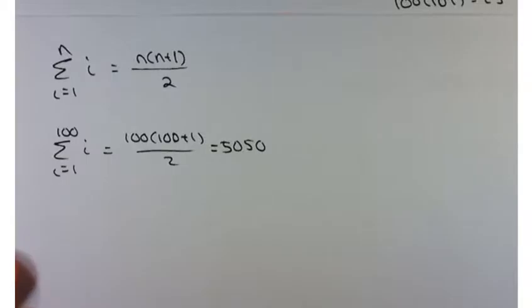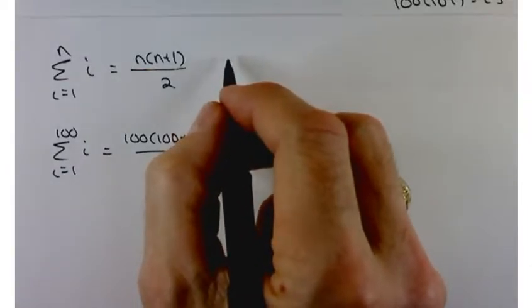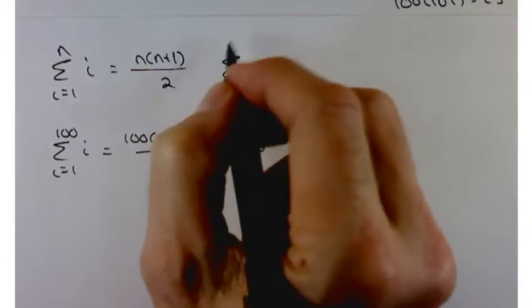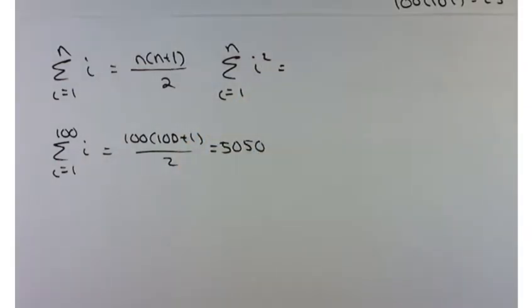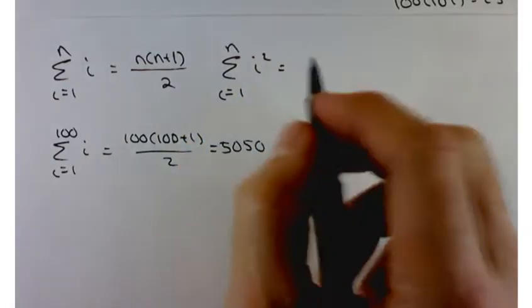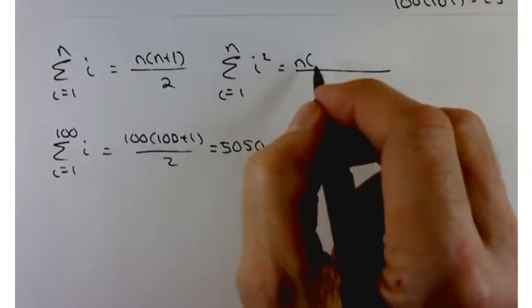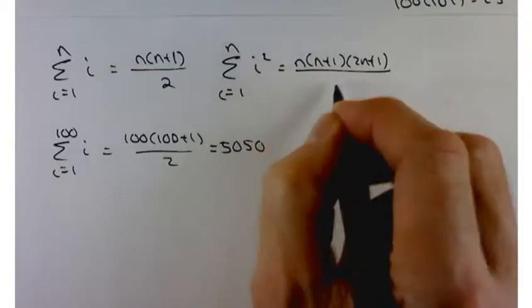There's two more formulas that I would ask that you know. One of them you can almost get for free, but the second is going to be a little bit more of a pain. What if you added up the first n squared numbers? The formula for that's a little bit more involved. It's n times n plus 1 times 2n plus 1 over 6.